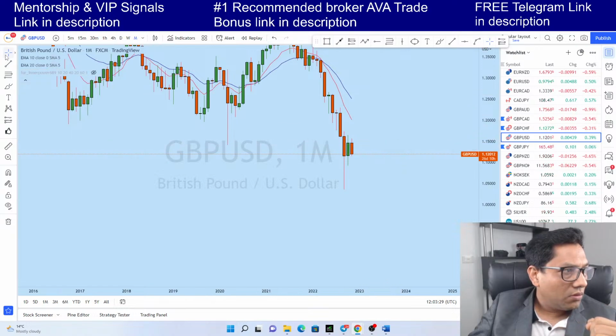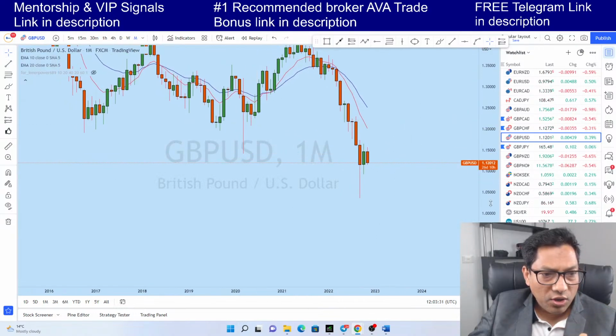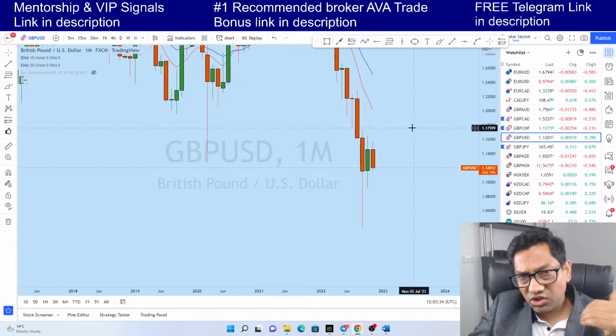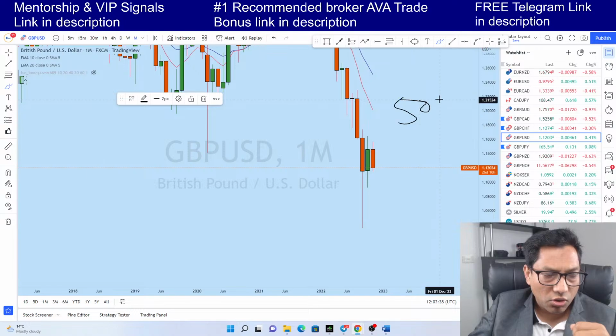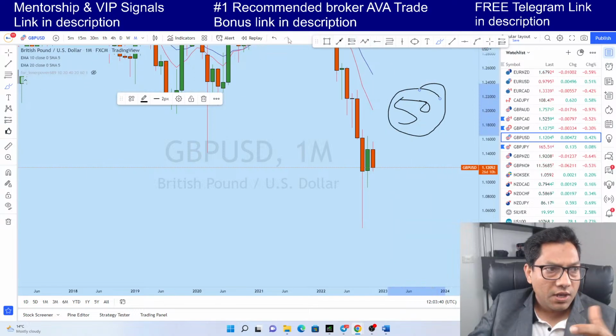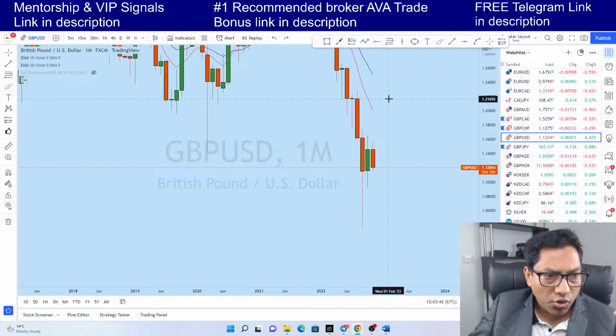And now why do you need to know that? Because when you know the market structure, you are almost 50% done in your trading, because you know which way to trade. There are two things you need to know: which way to trade, and when to trade. That's it. As a trader, these are the only two things that you need to know.